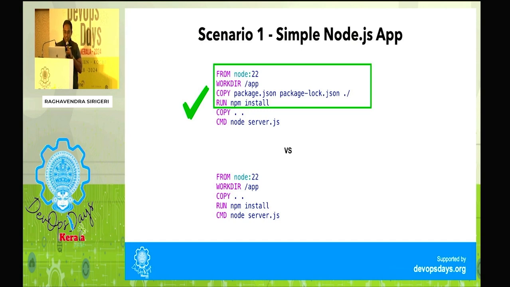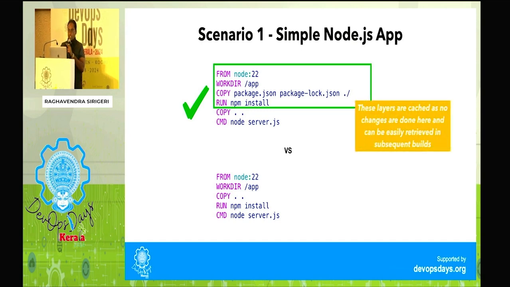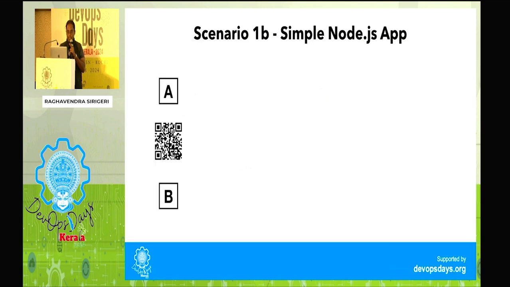So let's go to another. Yeah, the main reason is that these layers are cached as no changes are done here, and can be easily retrieved in subsequent builds. So let's go to the next quiz.